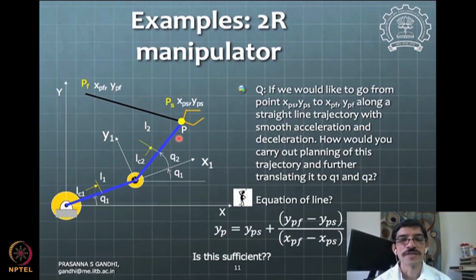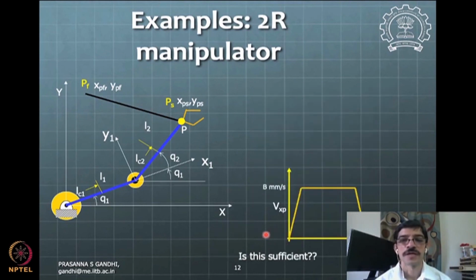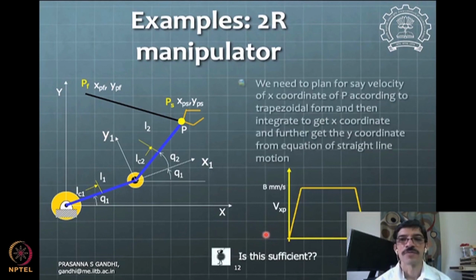So from the xp perspective, I go from this x value here, xps, to the xpf value here. I'll need to go in the same 5 seconds. If I know this, then I can plan for this x part alone to begin with, and the y part will be estimated from this. So now I can do this.